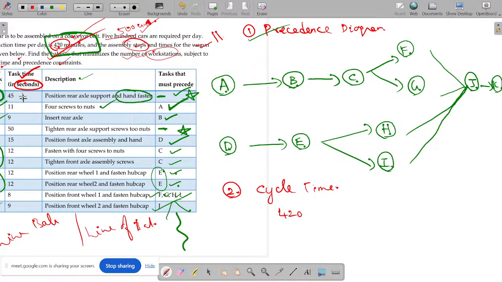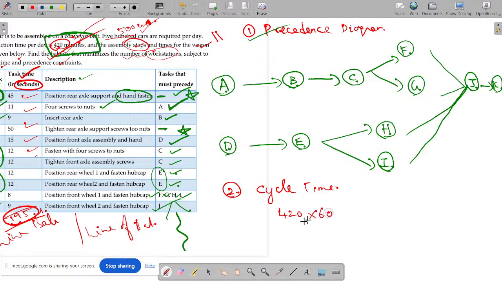But it is given in seconds. All the task times are given in seconds. Can I get the total seconds? I think it's 195 seconds. For one wagon to get ready, I need how much timing? 195 seconds. What is the production time per day? 420 minutes. But actually I have to do it in seconds.